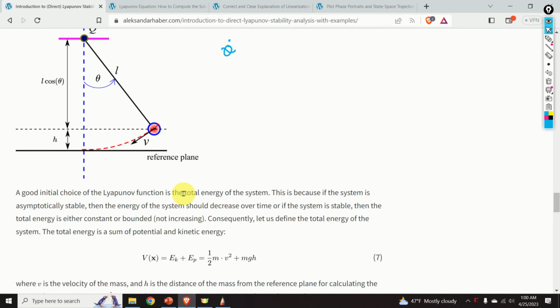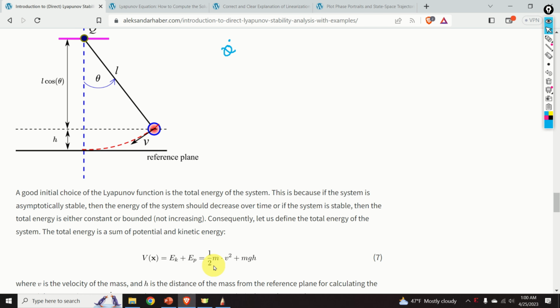I mentioned this previously, but I will repeat this again since this is a very important thing. A good initial choice of the Lyapunov function is the total energy of the system. This is because if the system is asymptotically stable, then the energy of the system should decrease over time. Or if the system is stable, then the total energy is either constant or bounded. That is, it's not increasing. Consequently, let us define the total energy of the system, and let us select the Lyapunov function candidate as the total energy. The total energy is a sum of potential and kinetic energy.